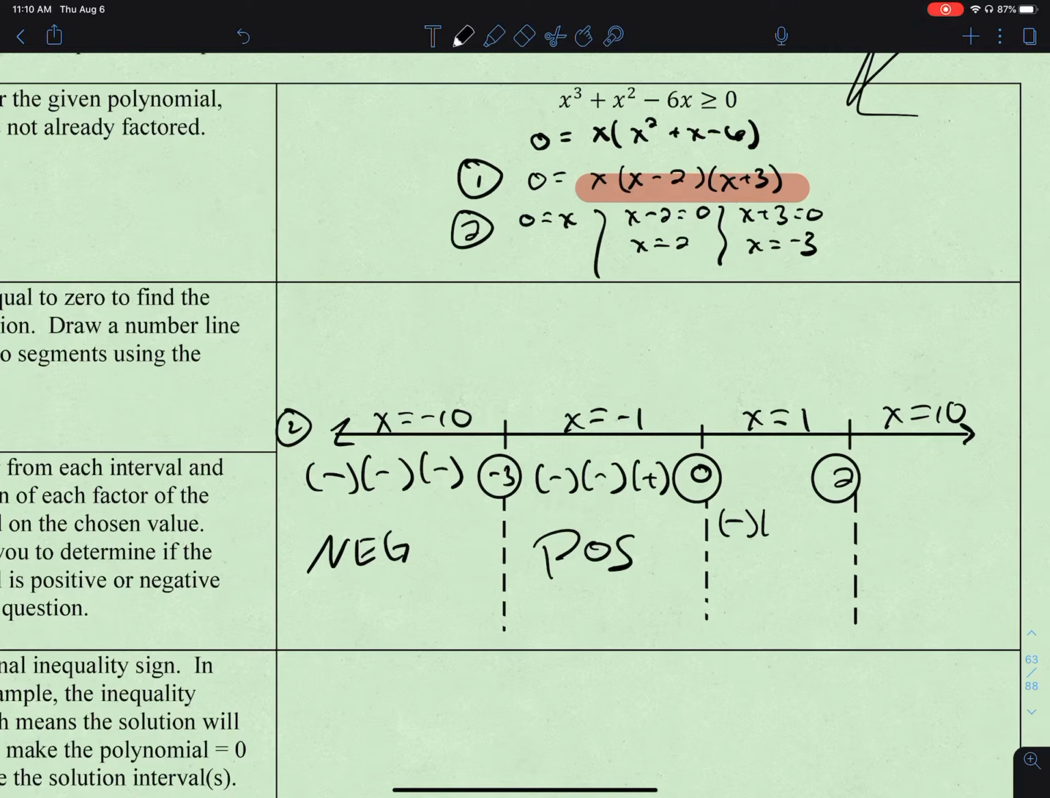Is that what I said? Negative. Let me put this back in here. No, positive, negative, positive. If I multiply two positives and a negative, I'm going to get a negative. If I put the 10 into this, positive, positive, they're all three going to be positive. So plus, plus, plus, multiply three positives, you're going to get a positive.